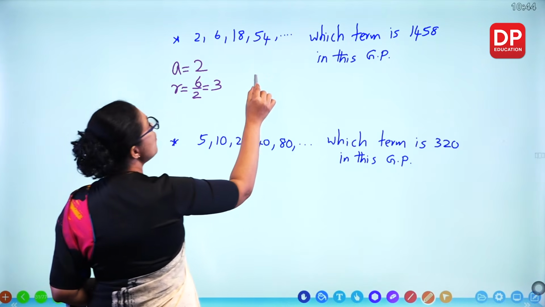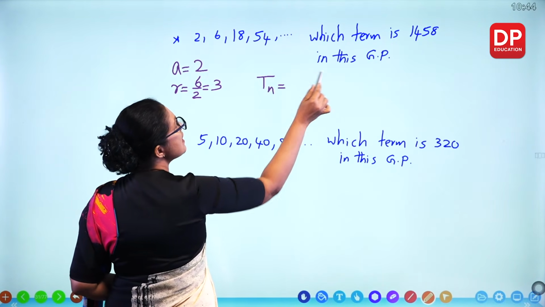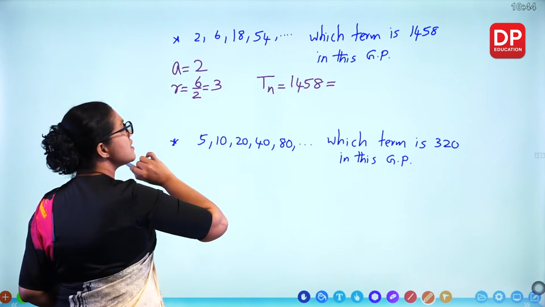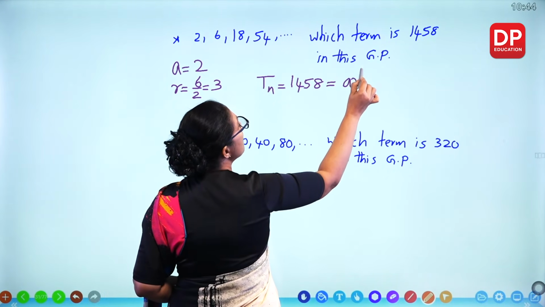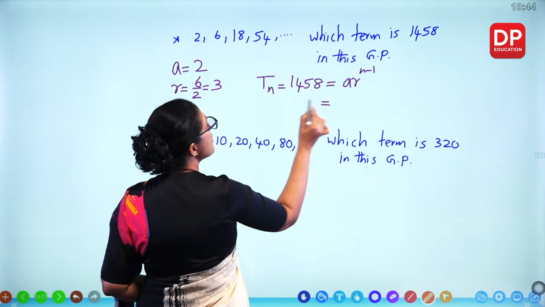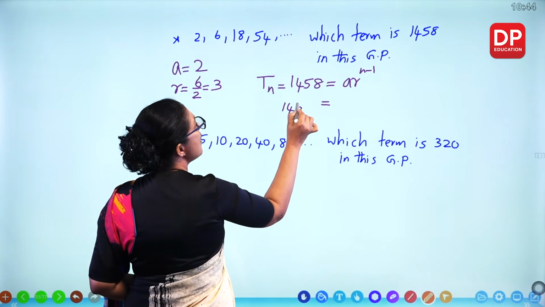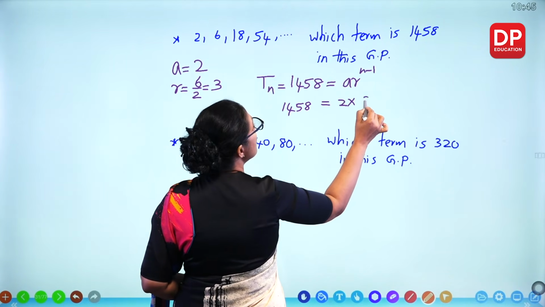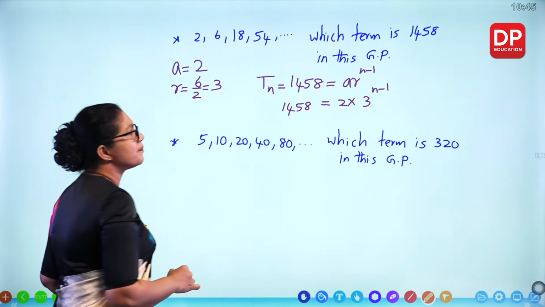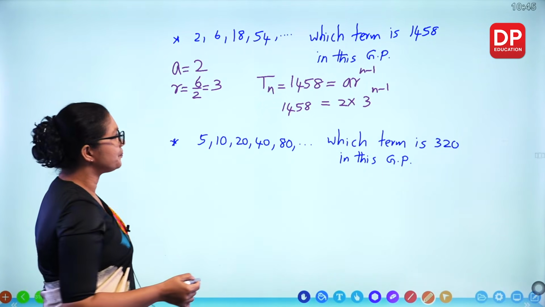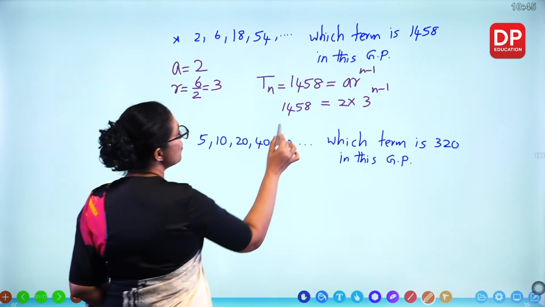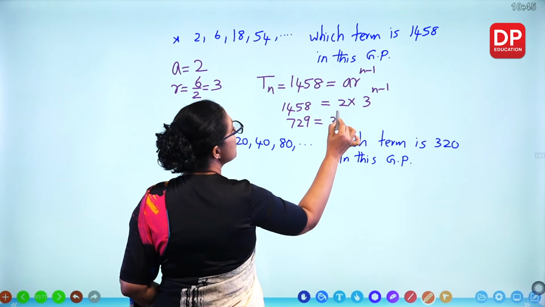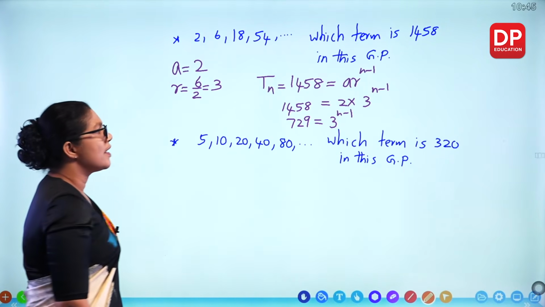And we don't know which term. Tn is given, 1458. What is Tn? ar to the power n minus 1. Now substitute the values. 1458 equals 2 times 3 to the power n minus 1. First we need to divide this by 2. When you divide this by 2, you get 729 is 3 to the power n minus 1.